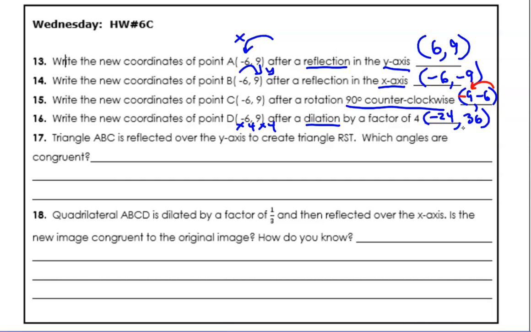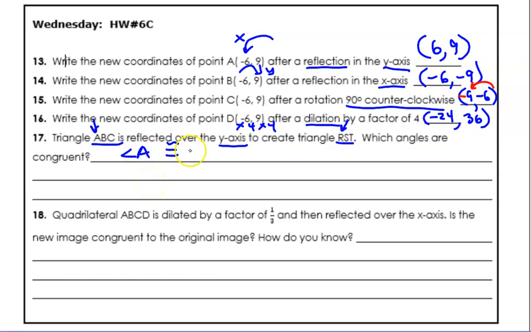Now question number 17 says triangle ABC is reflected over the y-axis to create a new triangle RST. So triangle ABC is reflected over the y-axis to create triangle RST. Which angles are congruent? Well, a reflection is a rigid motion, so we know that all sides and all angles are the same. Since letter A is first in the series, then it's going to correspond with the first letter in this series. So angle A is congruent.